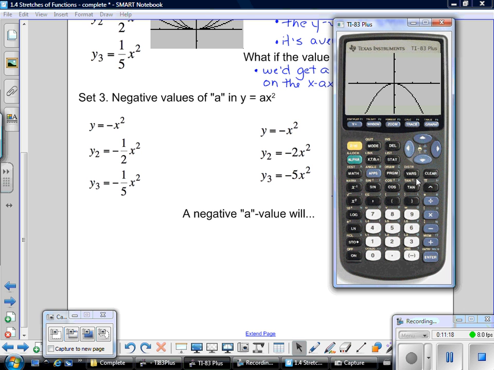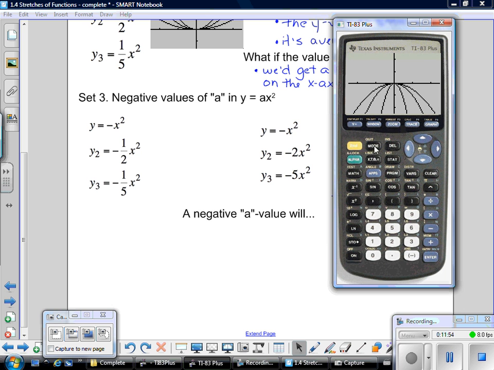Well, what happens if I put a negative 0.5x squared? Remember, the first one is going to be on. Oh, so it gets flatter, but it turns down. What happens if I have a negative 5x squared? So again, if I enter that in as my third one, negative 5x squared. Okay, it gets stretched, but in the negative direction.